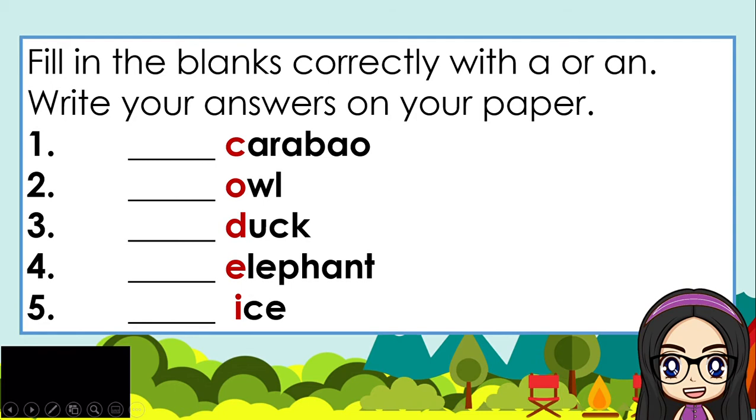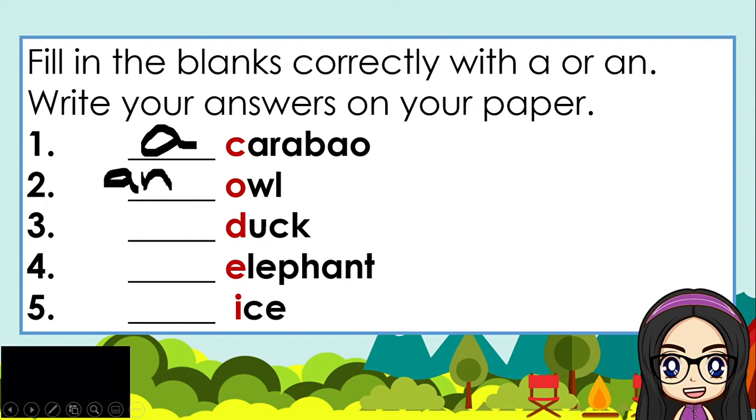Okay, and the correct answer is A. Great job. Next word is owl. Owl. So what are we going to use? Is it A or an? Timer starts now. And the correct answer is an, because letter O is a vowel.